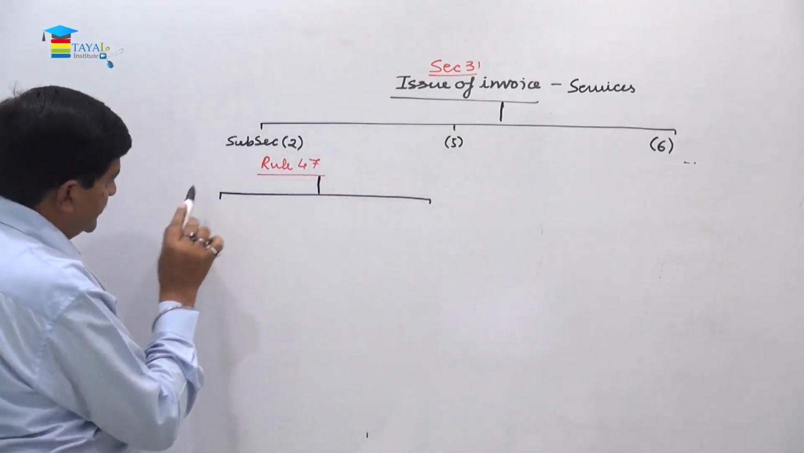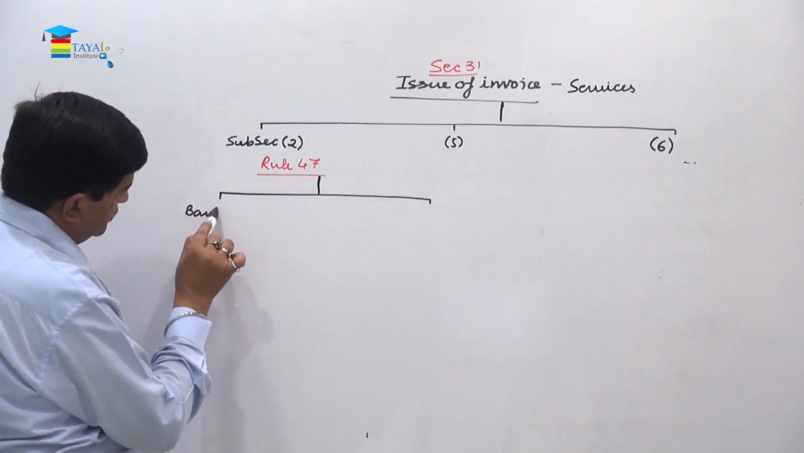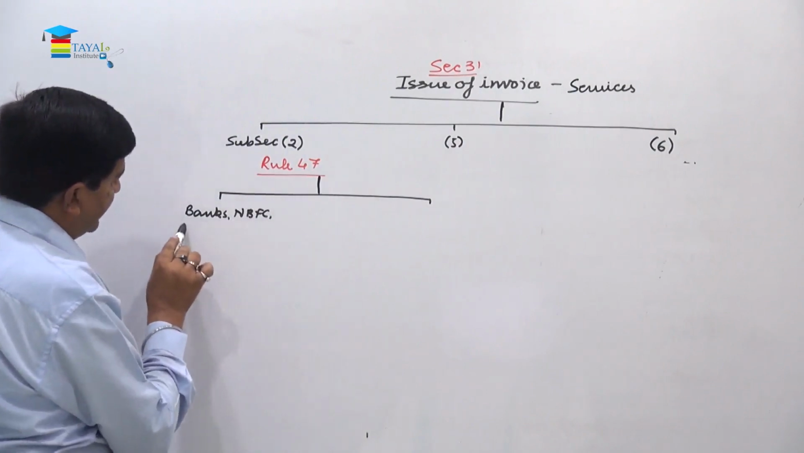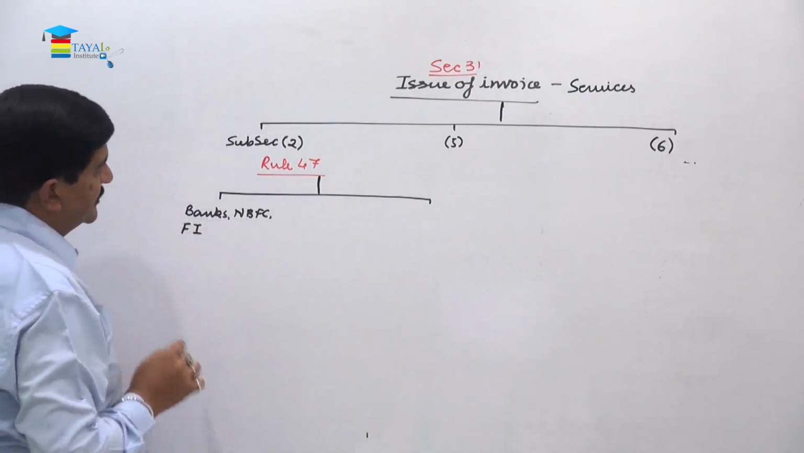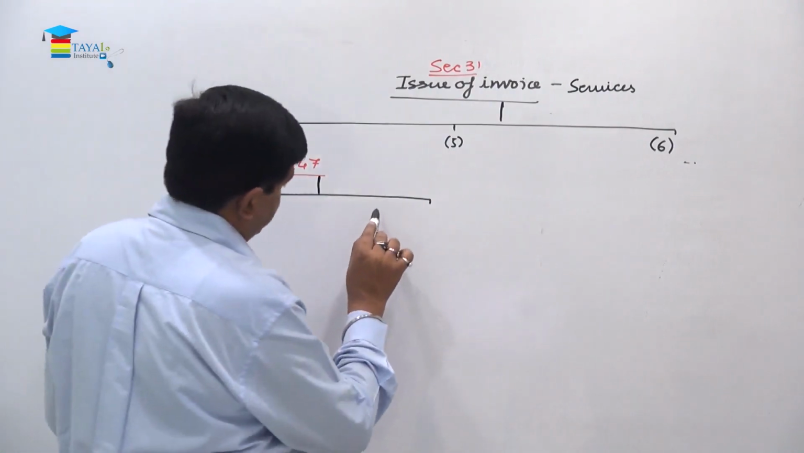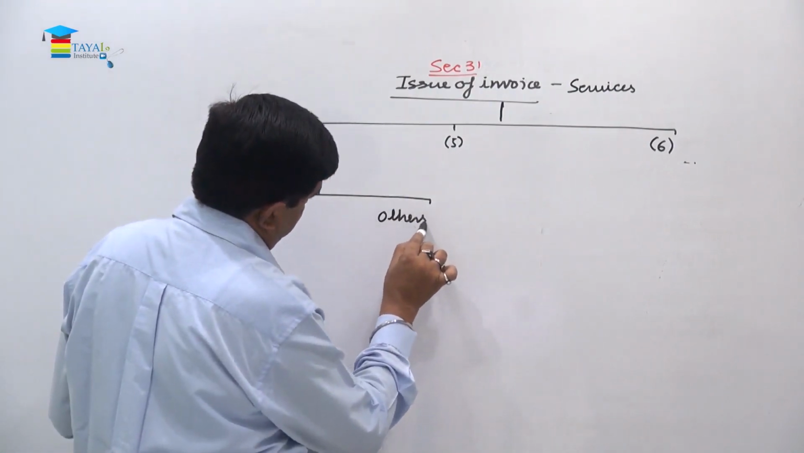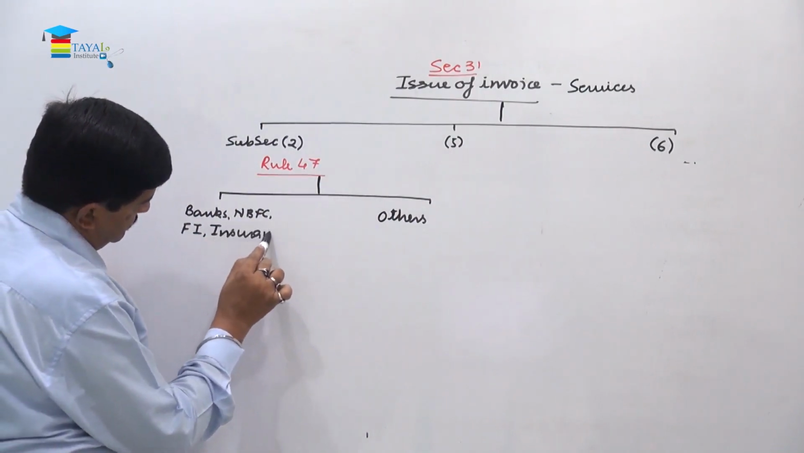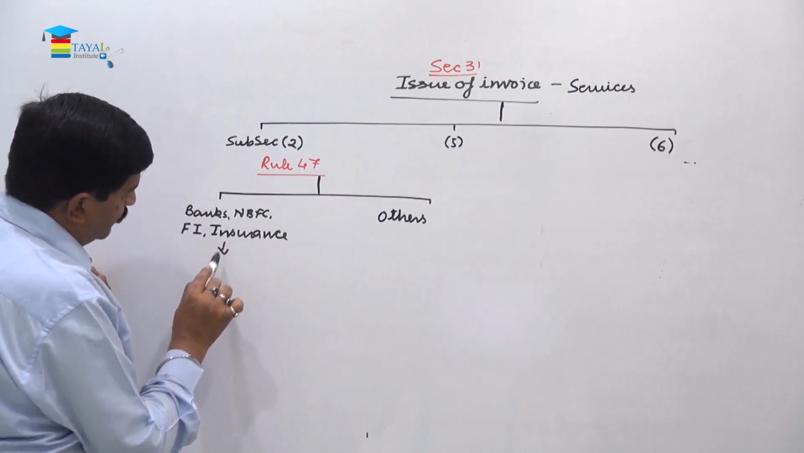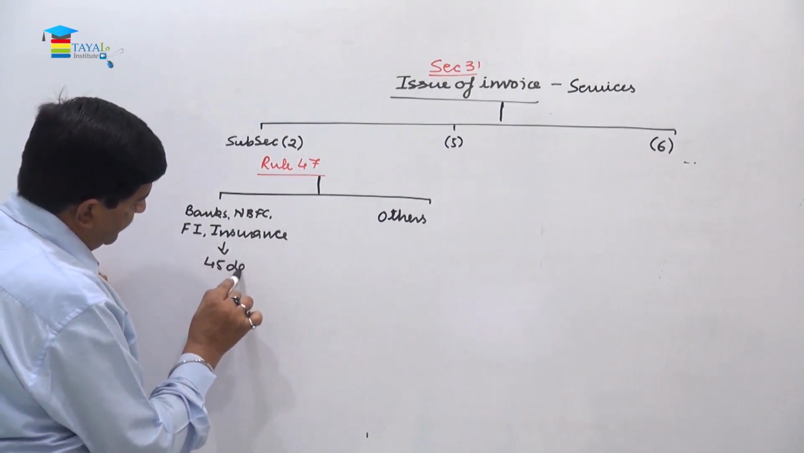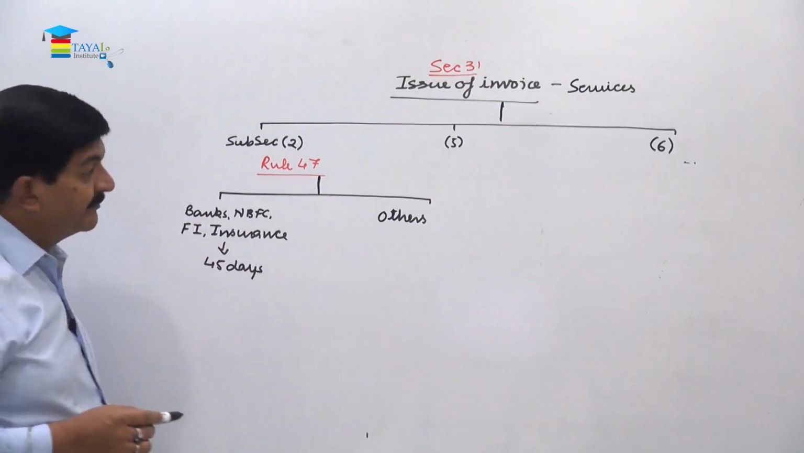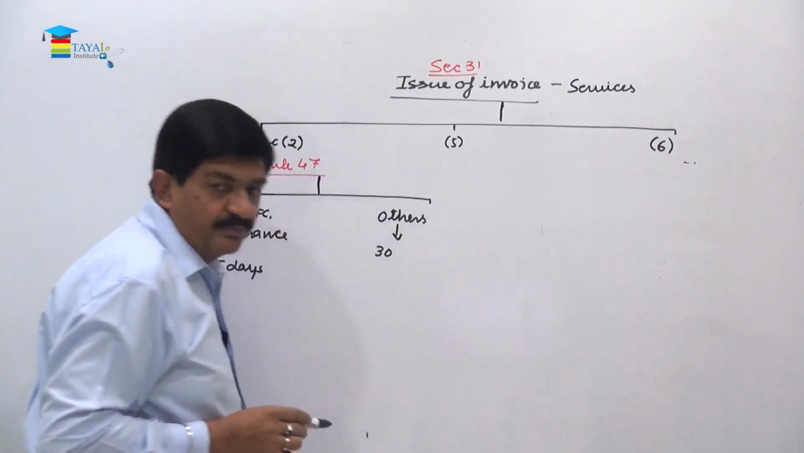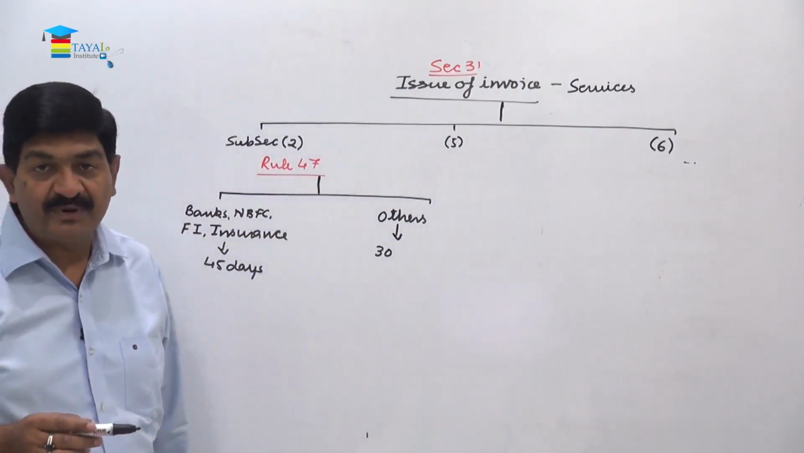This is banks, NBFC, financial institution mainly, and others, including insurance is also there. So for them, the time limit of issue of invoice is 45 days from the date of service or payment, whichever comes earlier. And for others, the time limit given is 30 days. Within 30 days from date of provision of service or receiving the payment, the invoice shall be raised.